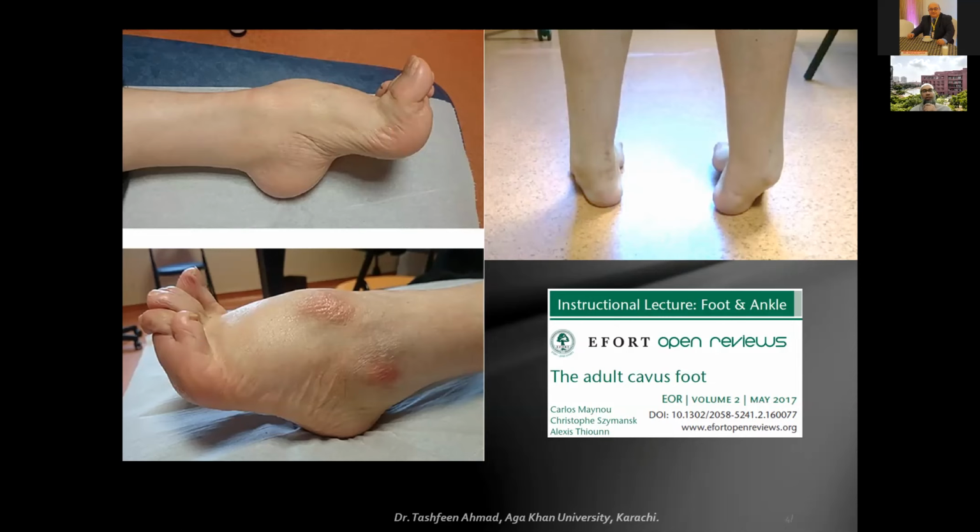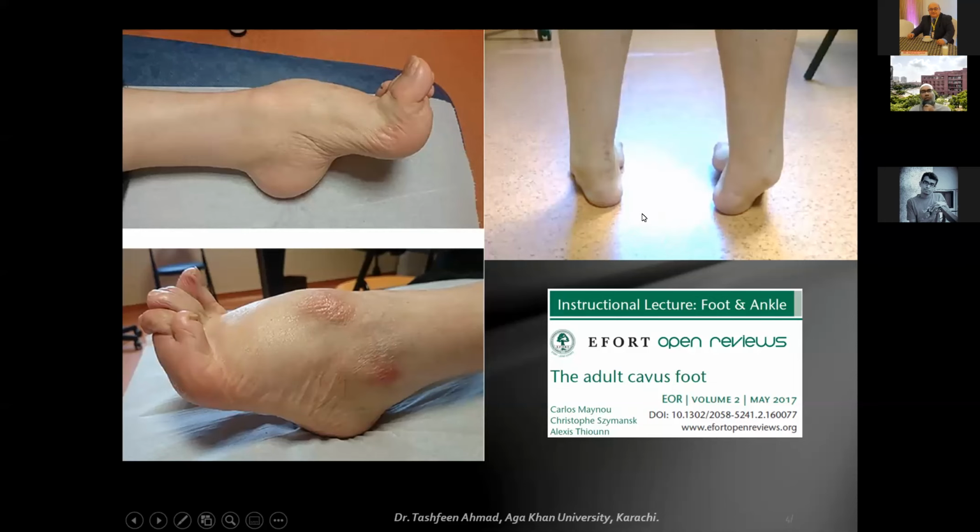Many of these patients end up having callosities form because of the footwear, not only over the dorsal surface, but also the plantar surface. Over the big toe metatarsophalangeal joint, as well as the lateral toe, and the lateral border of the foot could well have callosities formed.